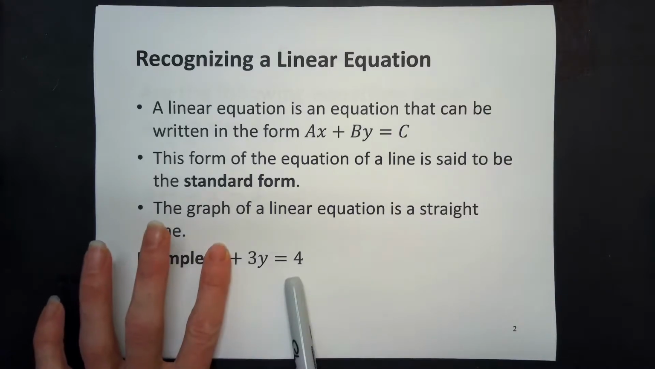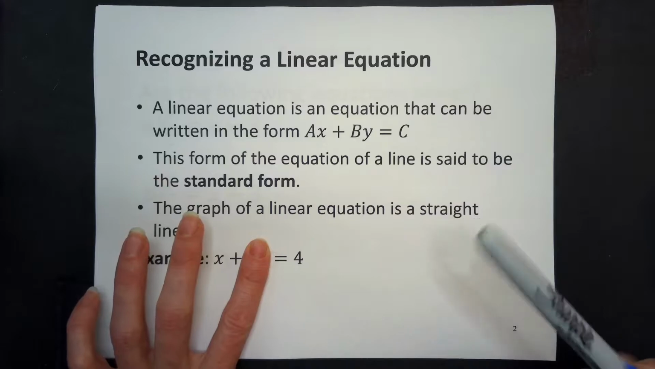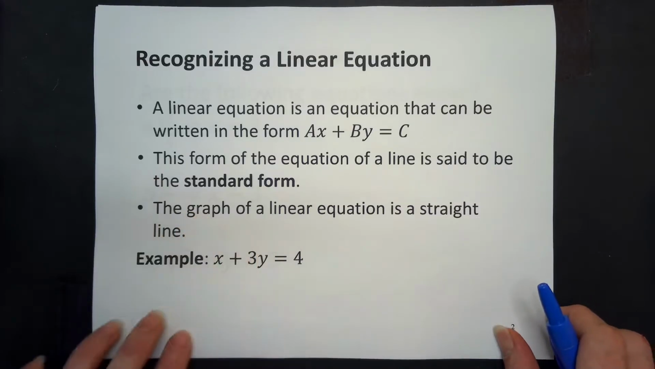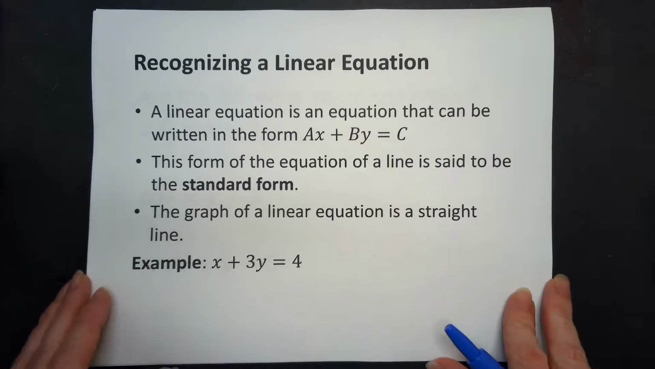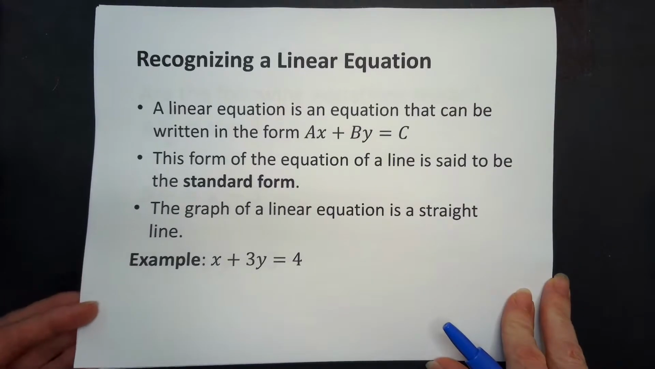Now you could be missing an x or a y. Its coefficient would be 0. We'll talk more about that in a second. Notice the leading coefficient in front of the x is 1 in this case.